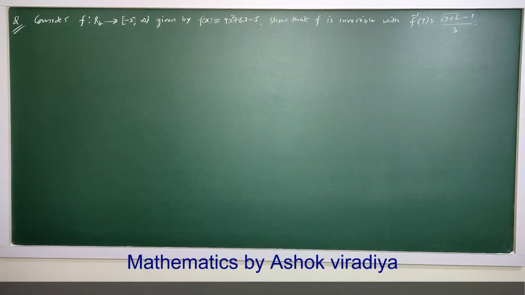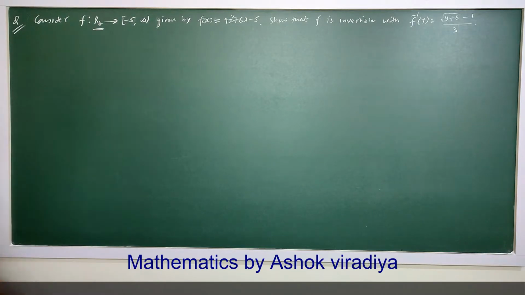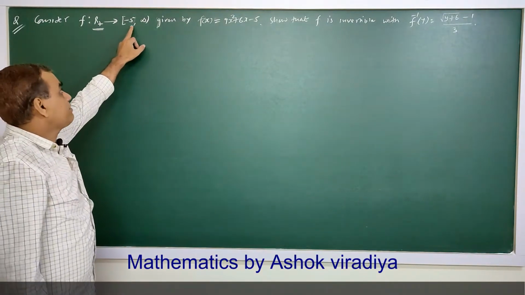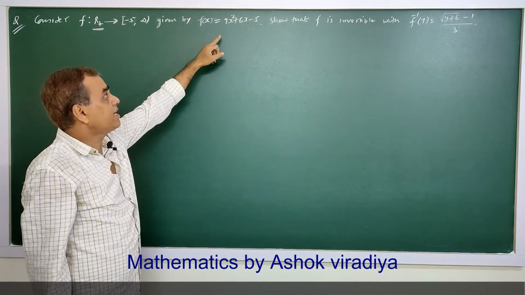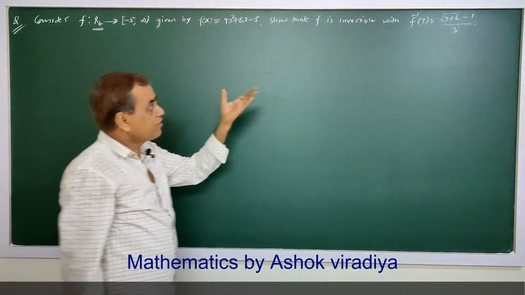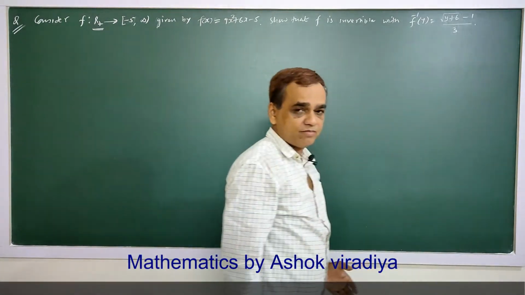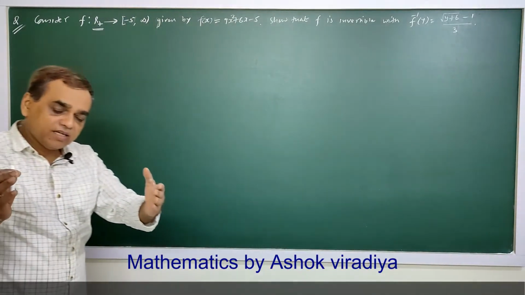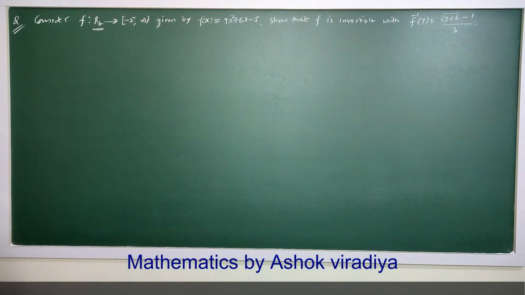Consider function f whose domain is the set of non-negative real numbers. Codomain is the closed interval minus 5 to infinity, given by f(x) = 9x square plus 6x minus 5. Show that this function is invertible with this formula. Again we apply a similar method to the one we applied in the last question.